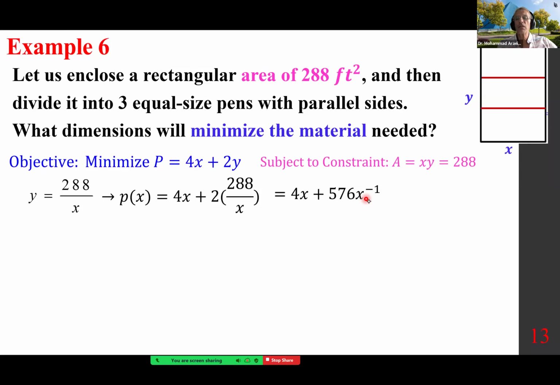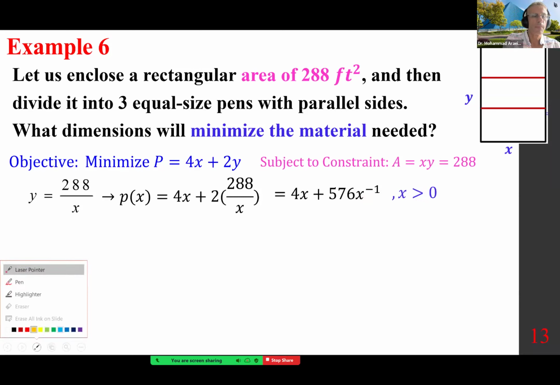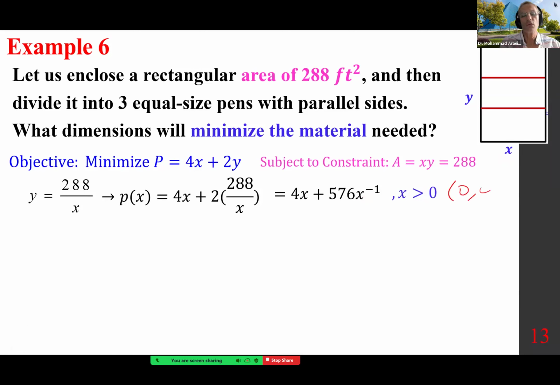And x must be positive because x represents a dimension. Each side must be positive. In other words, we have the open interval of 0 to infinity.